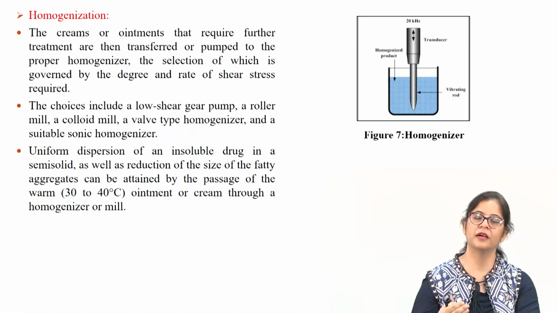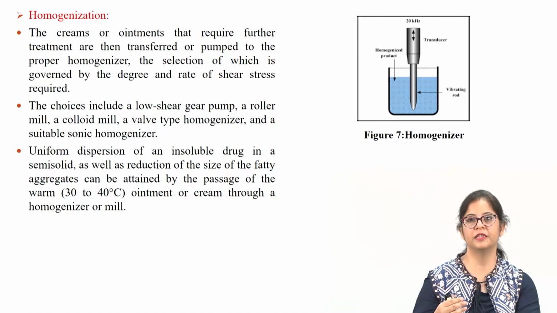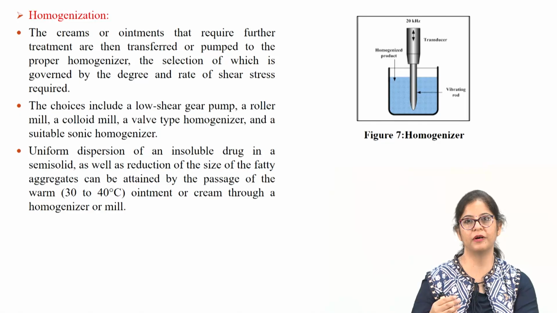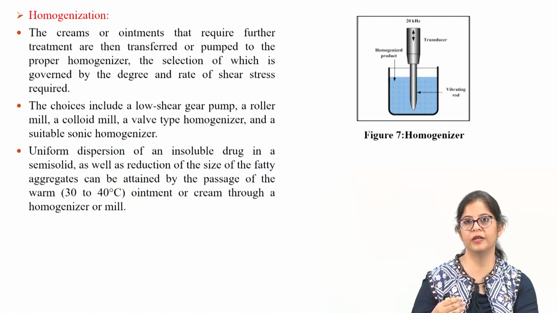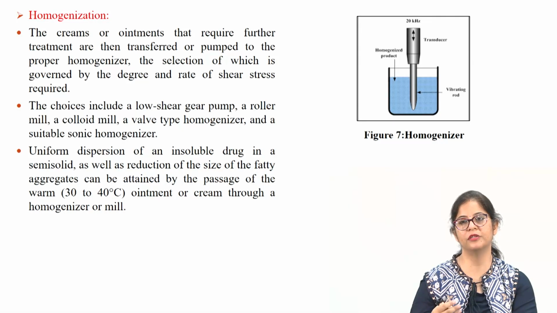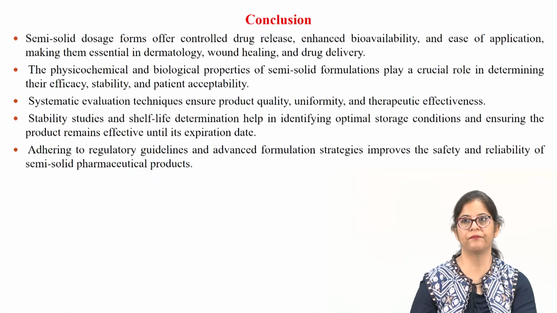Homogenization: the creams or ointments that require further treatment are then transferred or pumped to a proper homogenizer, the selection of which is governed by the degree and rate of shear stress required. The choices include a low shear gear pump, a roller mill, a colloid mill, a valve type homogenizer or a suitable sonic homogenizer. Uniform dispersion of an insoluble drug in the semi-solid as well as reduction of the size of fatty aggregates can be attained by passage of the warm ointment or cream through a homogenizer or mill.